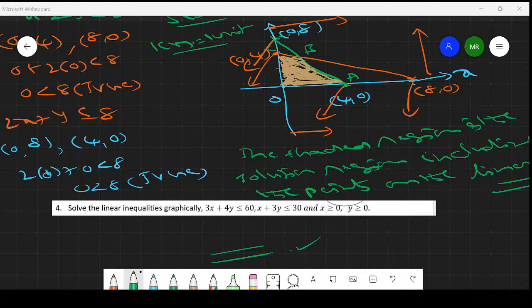Good. Follow the class notes perfectly. Practice again and again. You will be thorough with this.